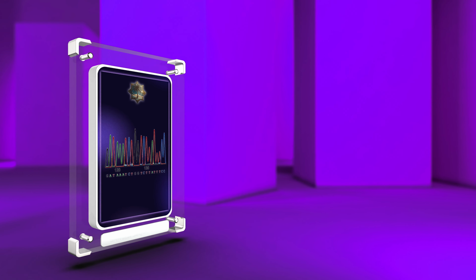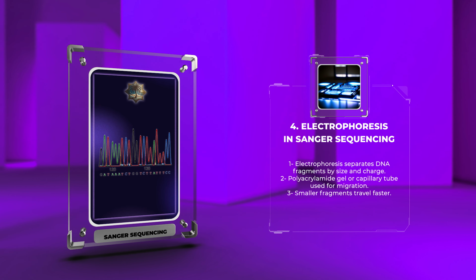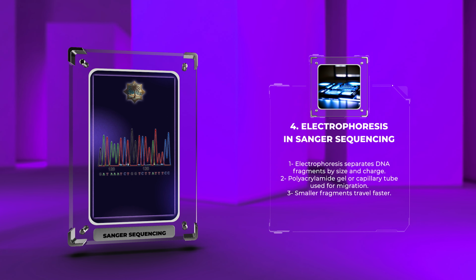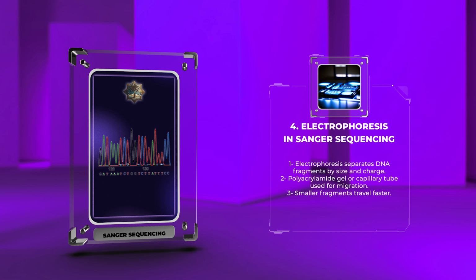Electrophoresis is a key step in Sanger sequencing, where DNA fragments are separated based on their size and charge. By applying an electric field, DNA fragments migrate through a polyacrylamide gel or capillary tube, with smaller fragments traveling faster.